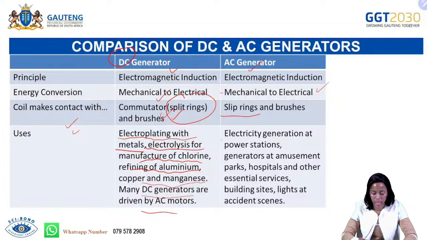Okay, other examples are of your AC generator. It says electricity generation at power stations, generators at amusement parks, hospitals and other essential services, and then building sites, and lights at accident scenes as well. Okay.